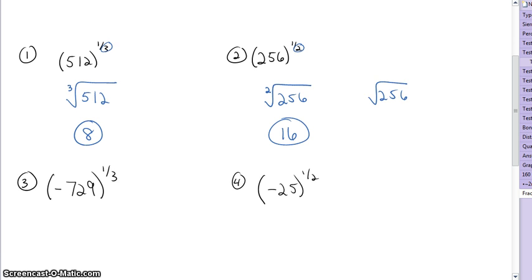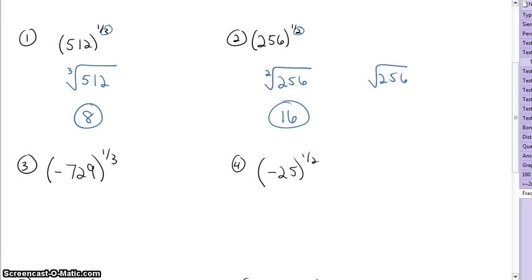Okay, let's try the cube root of a negative number. Can I do that? Keep in mind this exponent is being applied to the entire set of parentheses. So that negative 729, that whole thing is being cube rooted. Can I take the cube root of a negative number? Yes, a negative multiplied by a negative multiplied by a negative will give me a negative answer. So this is going to be a negative 9.